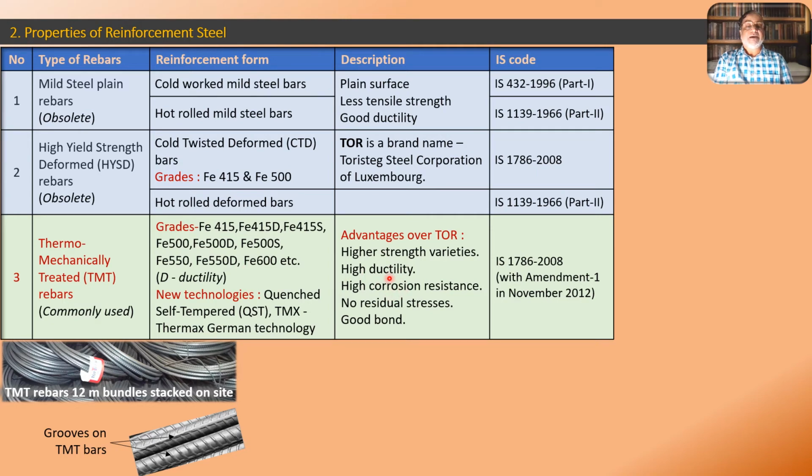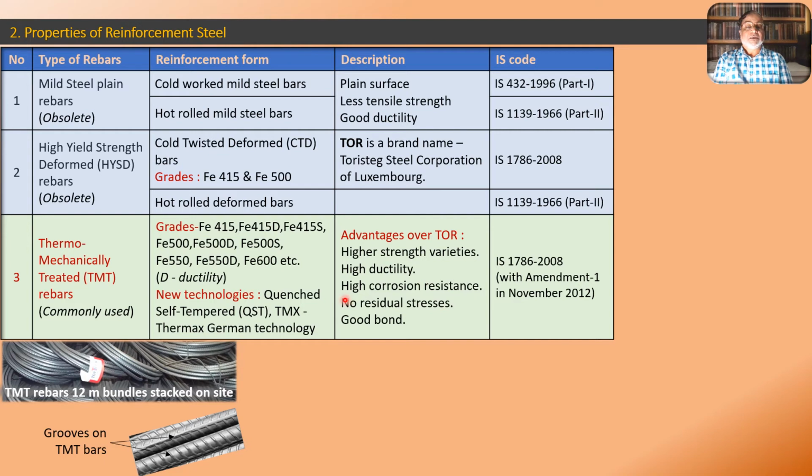Second thing is high ductility. The CTD steel suffers a drawback that it is not as ductile as mild steel, but that drawback is removed by the TMT steel by having a high ductility. If you go into the details of the manufacture, the metallurgical processes that the TMT steel undergoes, you will realize that it has high strength but high ductility also.